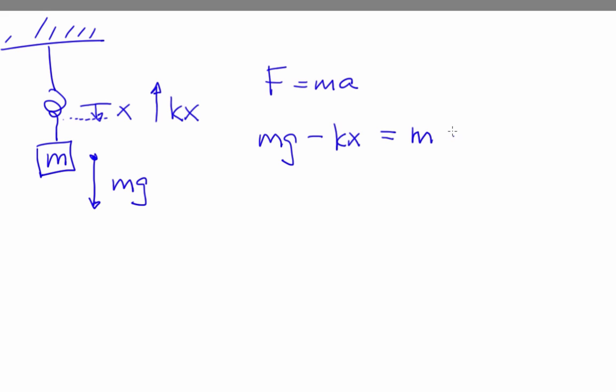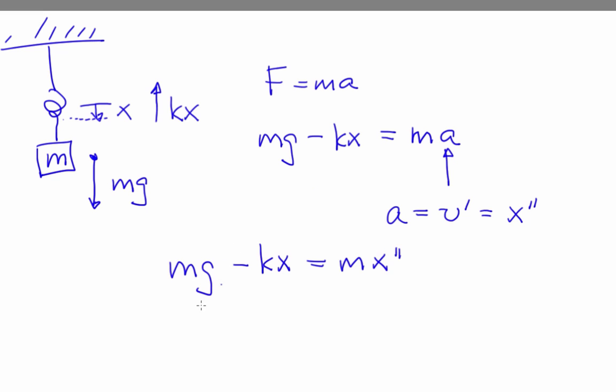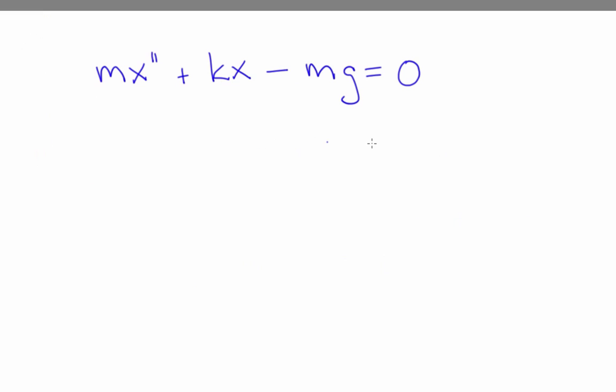And the last piece that we need in order to figure out the differential equation for this is to realize that acceleration is equal to the first derivative of velocity, which is equal to the second derivative of position. And that means that we're done. We can write this with everything on the left-hand side of the equal sign if we want, like this. I can also divide through by m to get the x double prime term by itself, like this.